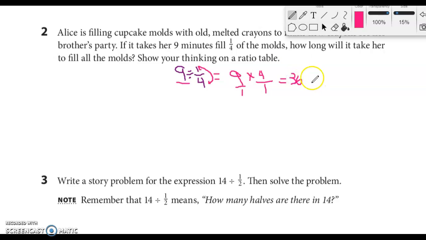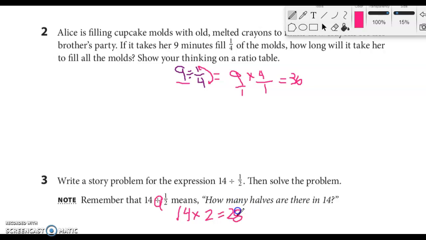So the final answer would be 36 minutes, which is the same thing that you got when you filled out the ratio table. Okay? And then down here, 14 divided by 1/2, you're going to keep 14. You're going to change to the opposite of division, which is multiply. And you're going to find the reciprocal of 1/2, which is 2/1 or 2. And then 14 times 2 would be 28.